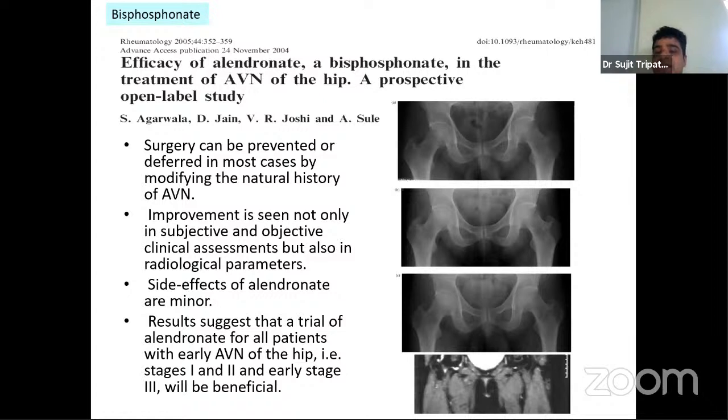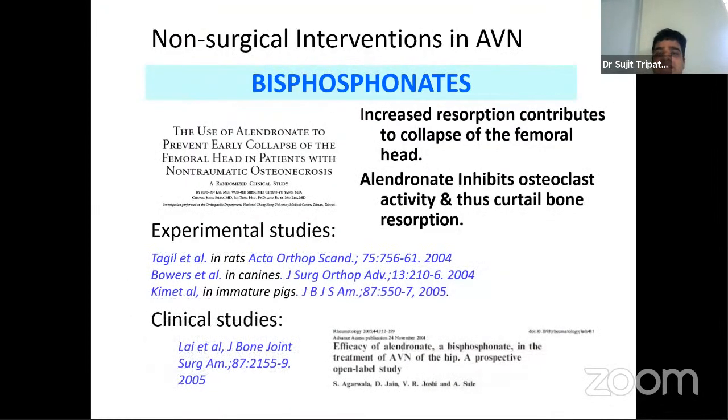He has clearly mentioned that it not only improves the pain or function, rather it halts the disease progress and prevents radiological progression, and most of the cases are delayed for secondary total hip arthroplasty. And his results suggest that alendronate is particularly useful not only for stage 1 and 2, but in a few cases of stage 3 disease as well. So let us see how it works.